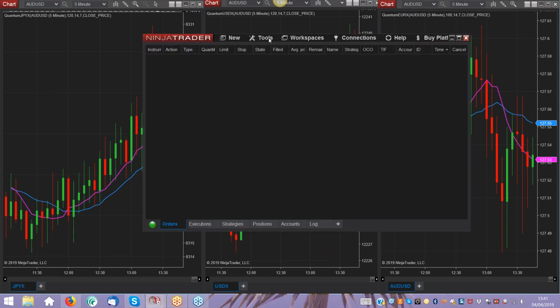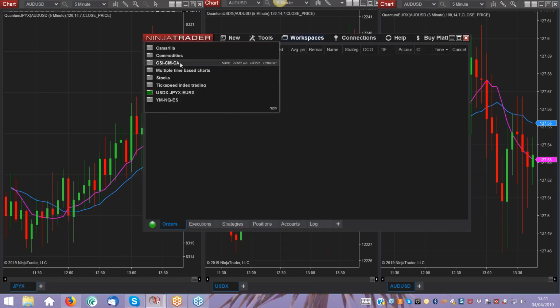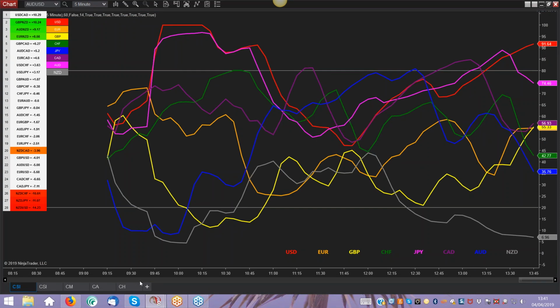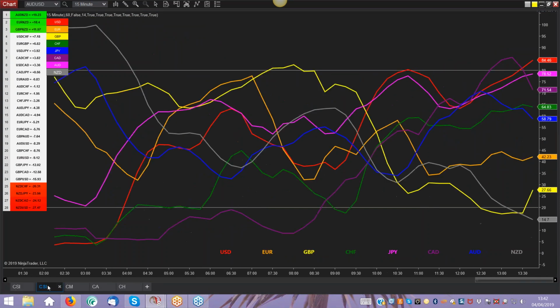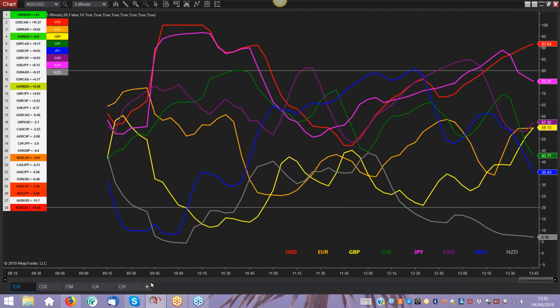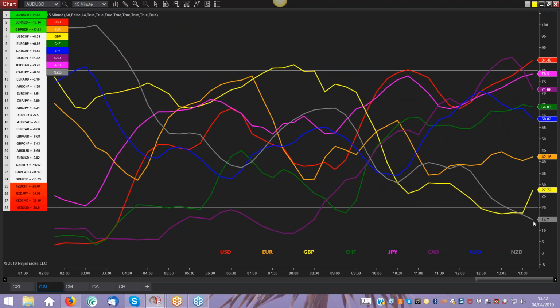Let's just go back to, let's have a quick look at the CSI and see where we are. This is on 5, and I've got 15 alongside. Where are we? Let's see. The New Zealand dollar is still, as you can see, it's still flatlined. It's very oversold at the moment. It's pretty much oversold on 15.